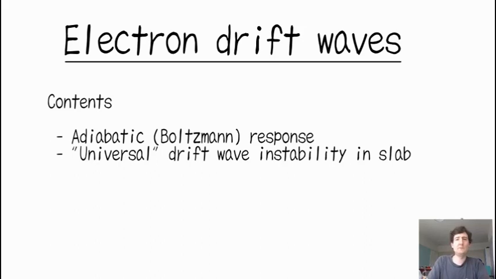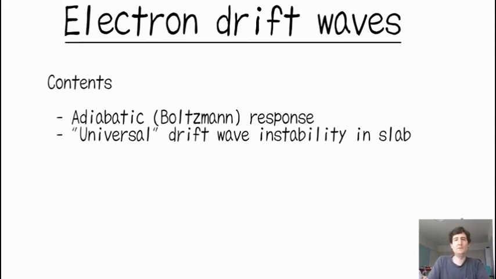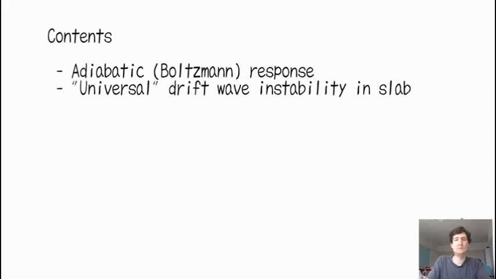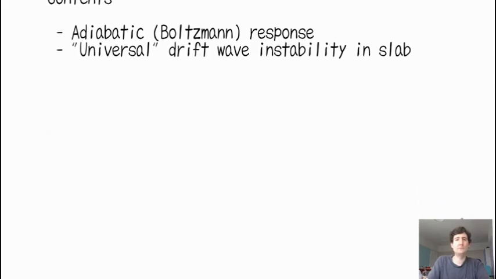Some of the concepts that we'll cover are the Boltzmann response, sometimes called the adiabatic response, which is how electrons usually behave along field lines. This links the density perturbations to electrostatic perturbations, and is involved in a lot of the drift wave dynamics. And then we'll go through the slab picture of electron drift waves.